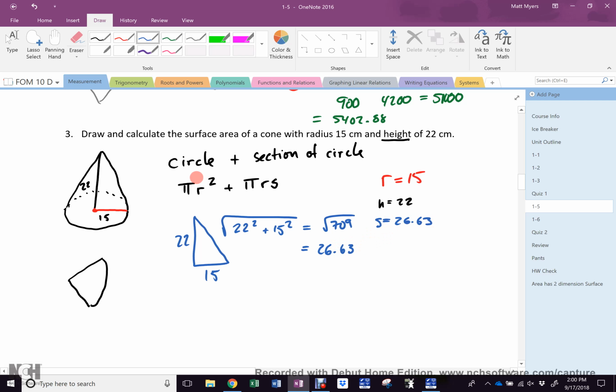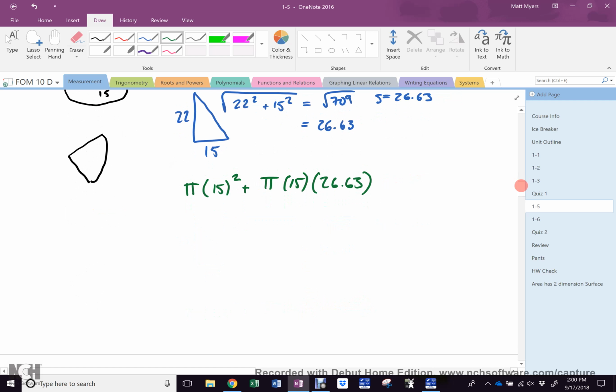Can you now fill in your formula? Pi, what's r? I've got it written right here. 15 squared plus pi, what's r? 15, not squared, 15 times slant, which we know is 26.63. Is everybody cool? If you write the steps down, you can't do it wrong. It's impossible. Now, stop for a moment. This is hard to punch into your calculator, and this is where things are going to get weird for some of you.